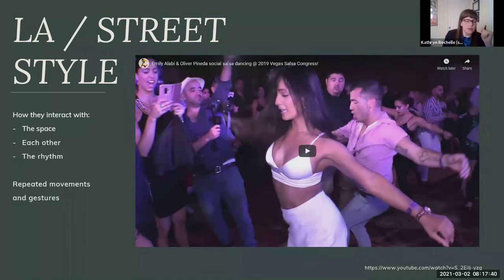Okay, so we're going to watch about 2 minutes of this clip. If you want to, you're welcome to write scratch notes as you watch. It's not required this time. Most importantly, I want you to watch for these specific things on the left. Keep your eye out for how they interact with the space, how they interact with each other, how they interact with the rhythm of the music. And also just try to keep your eye out for any repeated movements and gestures. What are they doing a lot of?